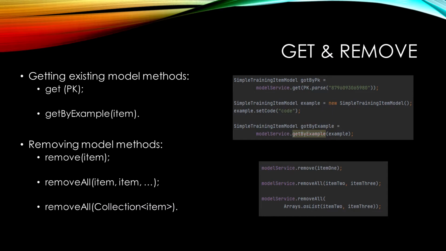Model service can also be used to get the item by the primary key or example. For delete, there are 3 methods. Remove an item, remove comma-separated items, and remove a collection of items.